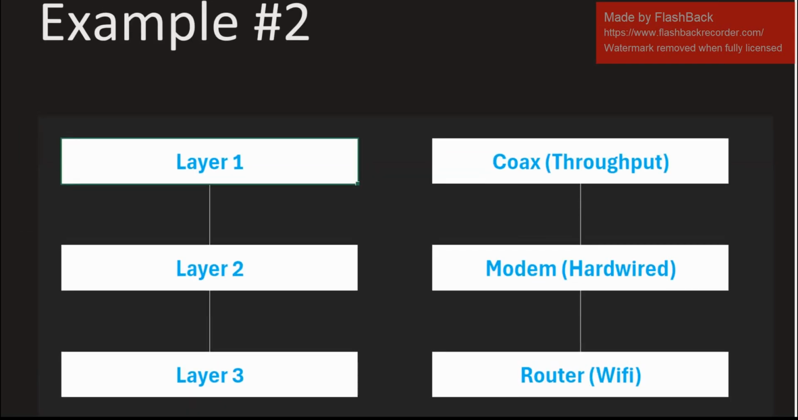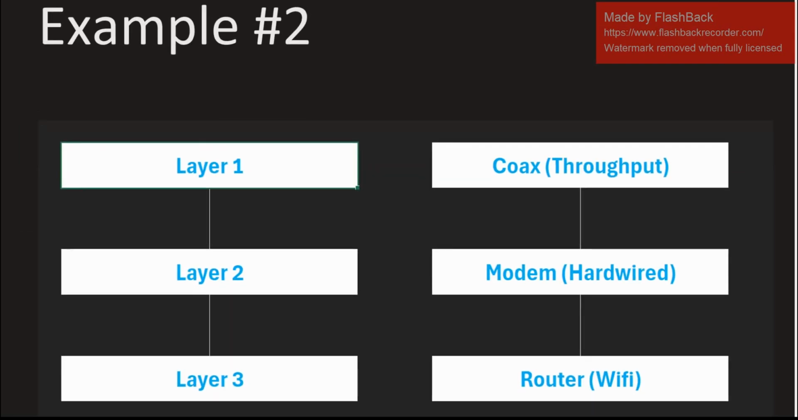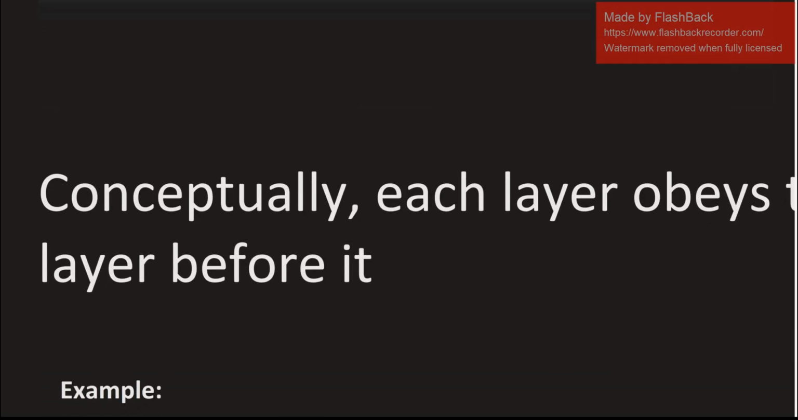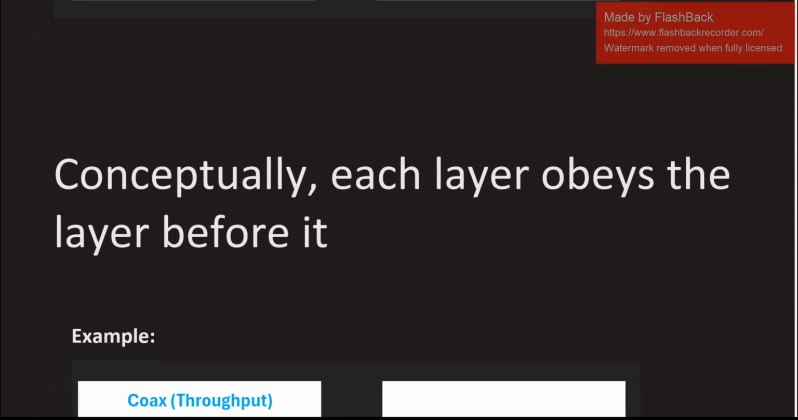Here's another example of that with different terminology. When I say layer 1, layer 2 and layer 3, I'm not referring to the OSI model, so don't get that confused. This is something that I made up. So layer 1, which is our throughput, is our starting point, and then that builds upon to the modem. The modem is governed by the throughput that comes off of the coax. And then we have the Wi-Fi. The Wi-Fi is governed by the modem speeds. So conceptually, each layer builds upon the layer before that.